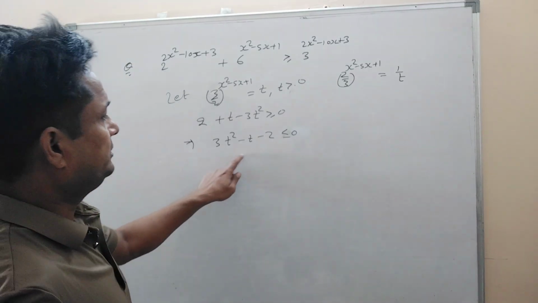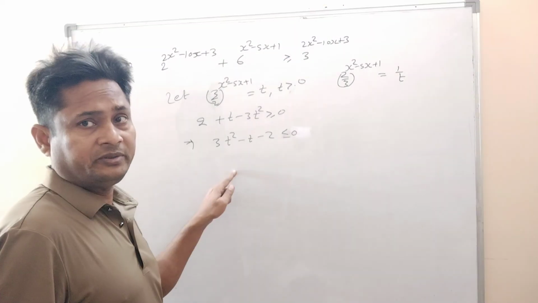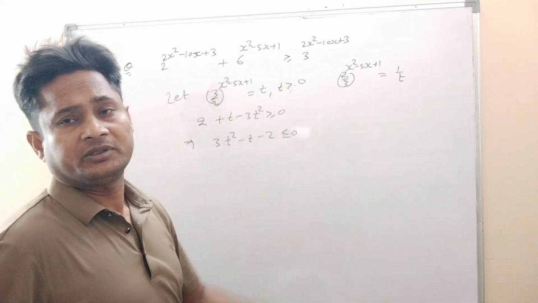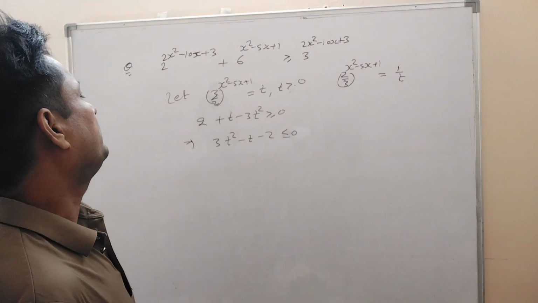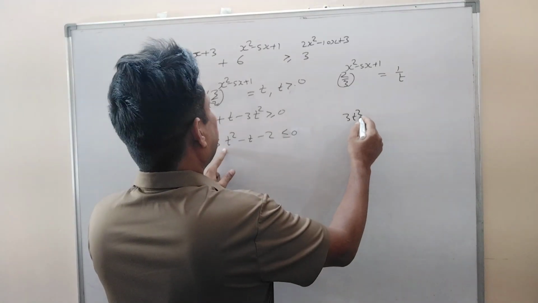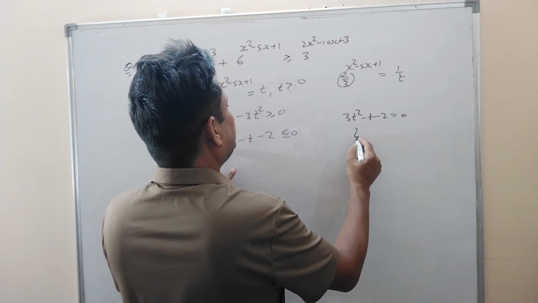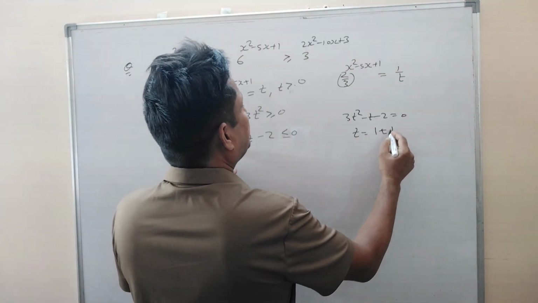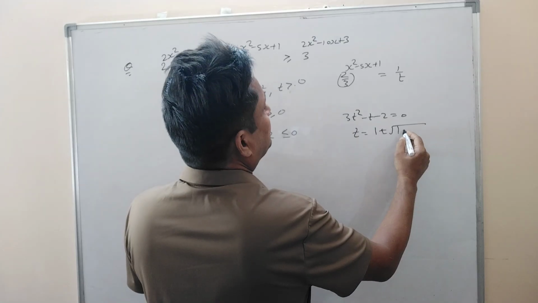Take LCM. In the denominator it will be t. You can multiply because t is a positive number. Now factorize this one, so find out the roots of this one. 3t square minus t minus 2 is equal to 0. That means it will be how much? 1 plus minus under root b square minus 4ac.